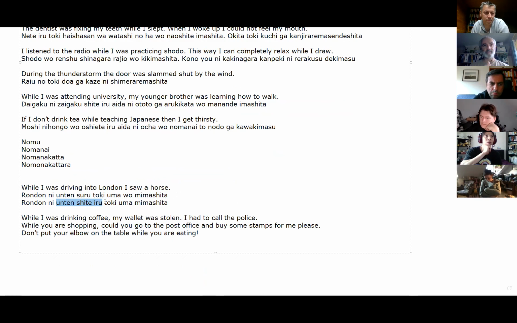Doesn't unten suru suggest that you saw the horse before you began driving to London? It kind of positions it for the moment that you start, really. I know before we did this thing about completion, but as this is looking in the past, it's not quite so critical, I don't think. Unten suru toki. Unten shiteru toki. No, you might be right, actually. Unten suru toki.